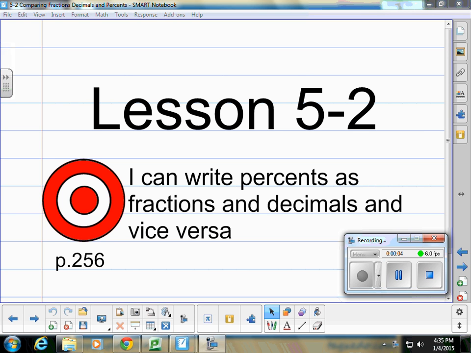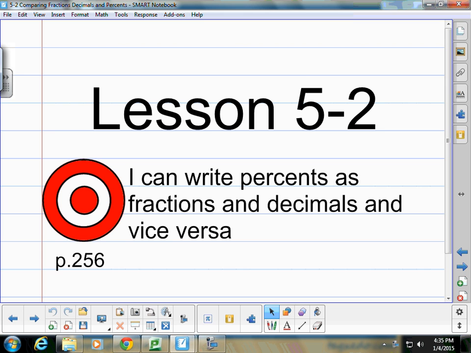We're going to start with Lesson 5-2, which is "I can write percents as fractions and decimals and vice versa." So decimals as percents, fractions as percents, and so on. We'll be starting on page 256 in our textbook if you're going to follow along with that.